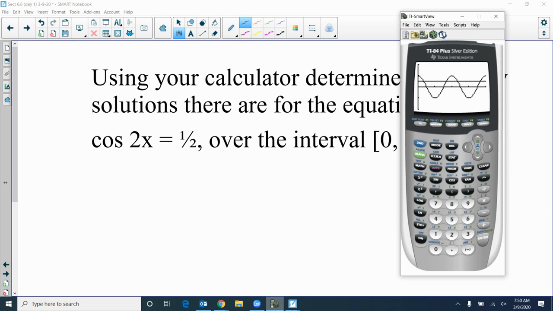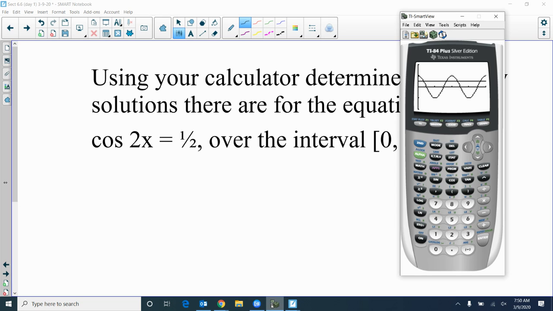Okay, what does the 2 do to our function? Do you recall? Joey, any ideas? Does it horizontally stretch it or compress it? Compress. So it changes the period. Yep. So we get 2 full cycles from 0 to 2 pi as opposed to 1. That's why it hits at 4 points.